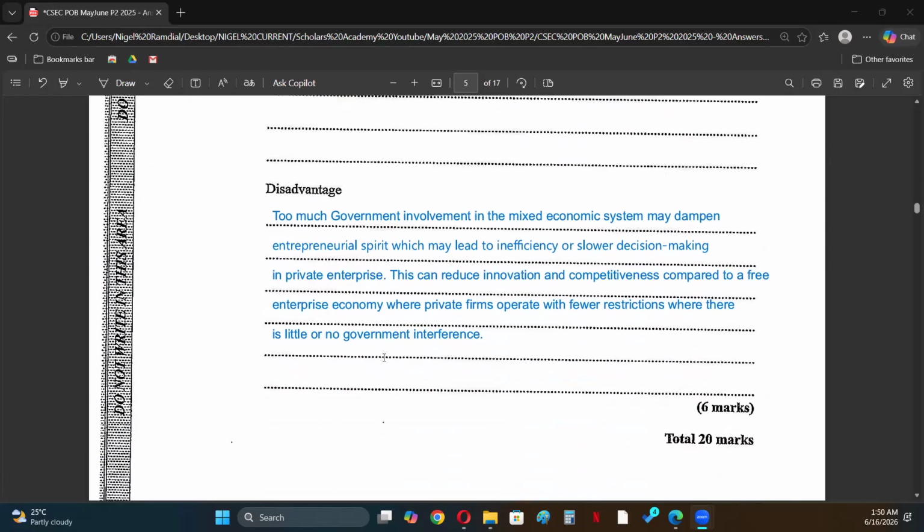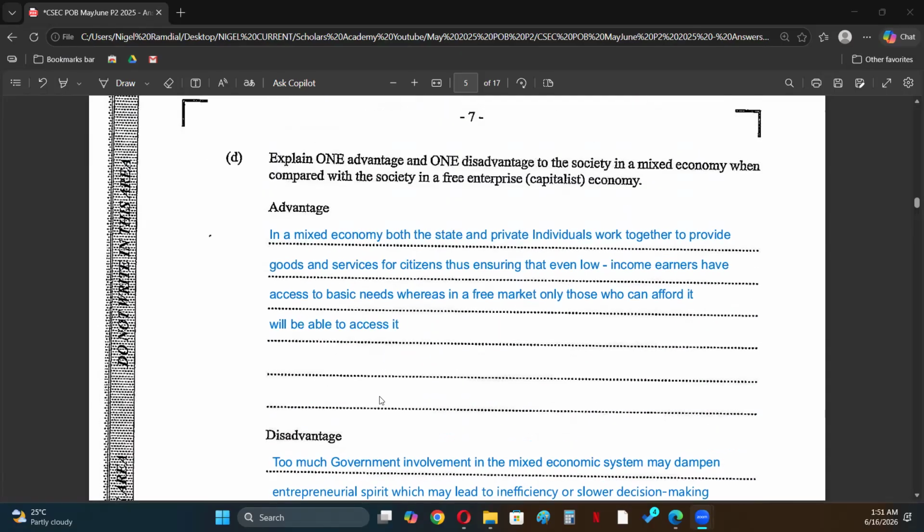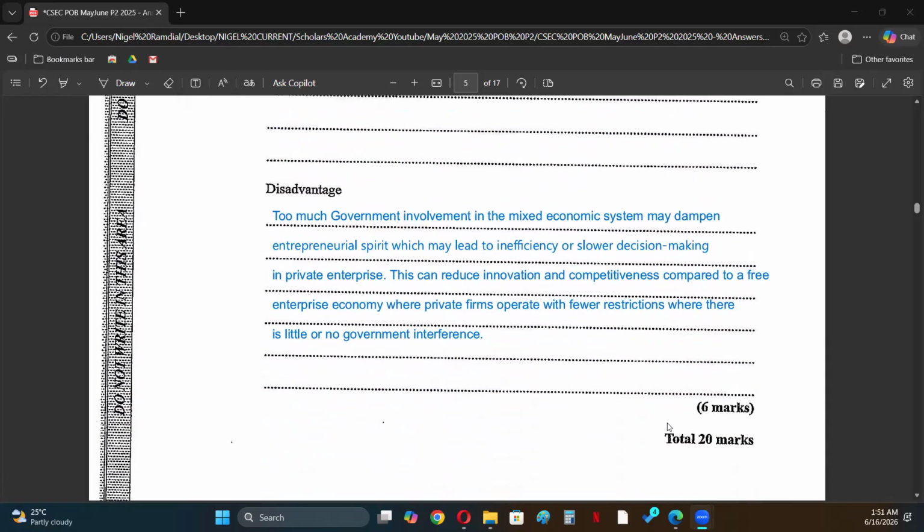Disadvantage. In a mixed economic system, when you have the government involved, too much government involvement may dampen entrepreneurial spirit, which may lead to inefficiency or slower decision making in a private enterprise. Now, when there's too much government interference, this can reduce innovation. It can discourage persons. It can reduce competitiveness compared to a free market economy, because in a free market, private firms operate with few restrictions, with little or no government interference. Right, guys, once you state those advantages, disadvantages, and briefly give an overview or explain them, you should be able to get your marks for that question.